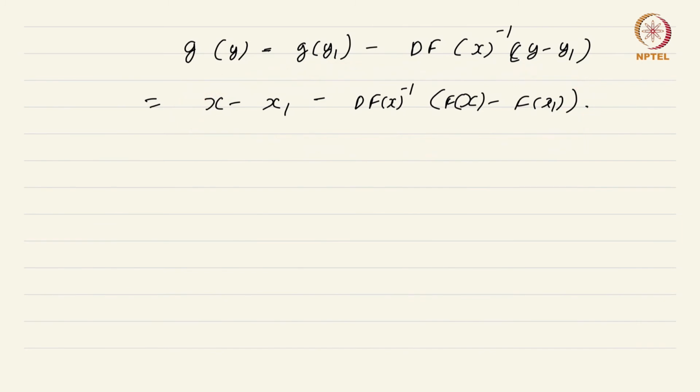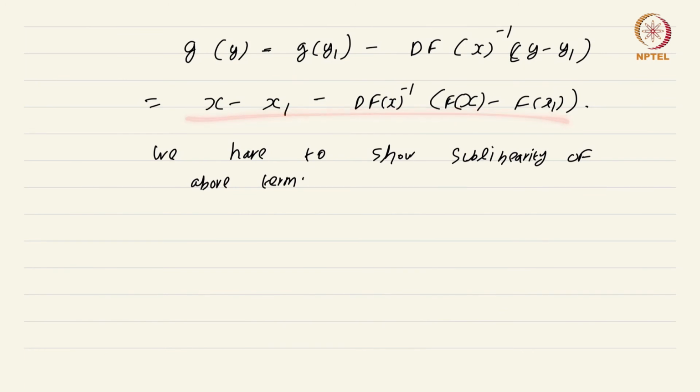We have to show sublinearity of the above term. In other words, what we actually have to show is that this whole thing divided by norm y minus y1, in the limit as y1 goes to y, is 0. That's what we essentially have to show.